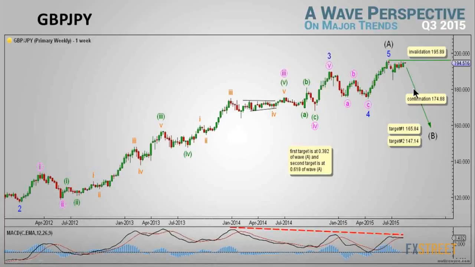Our confidence in this count will increase dramatically by movement below 174.88, and we have 2 targets for the completion of wave B black. The first target is at 165.84, as at that level wave B black will reach 0.382 the length of wave A black. And the second target is at 147.14, as at that level wave B black will reach 0.618 of wave A black. Pound yen is expected to find support in the middle of this target zone on the long term before reversing directions and moving toward the upside within wave C black.